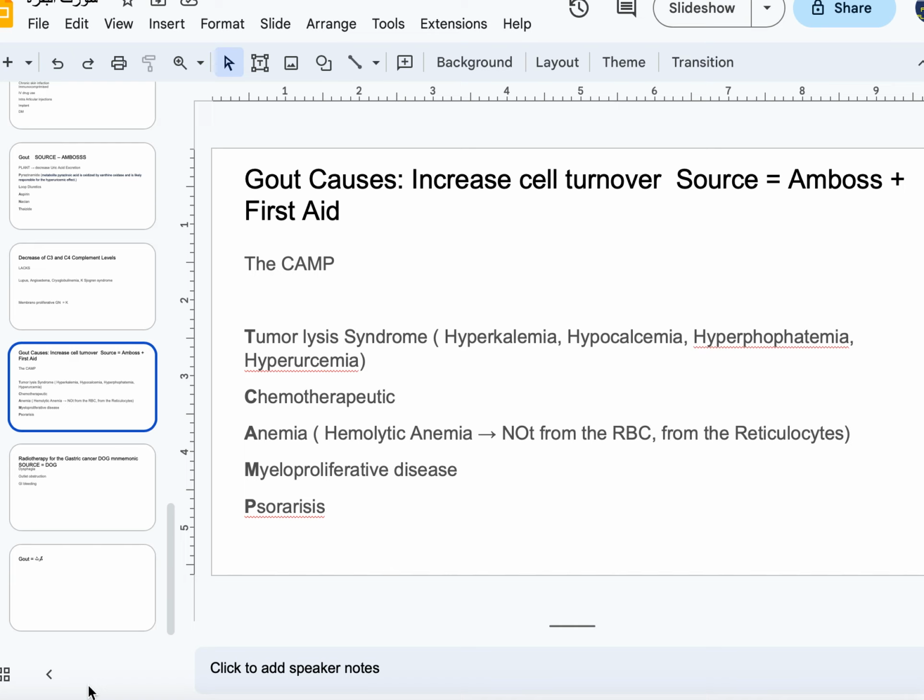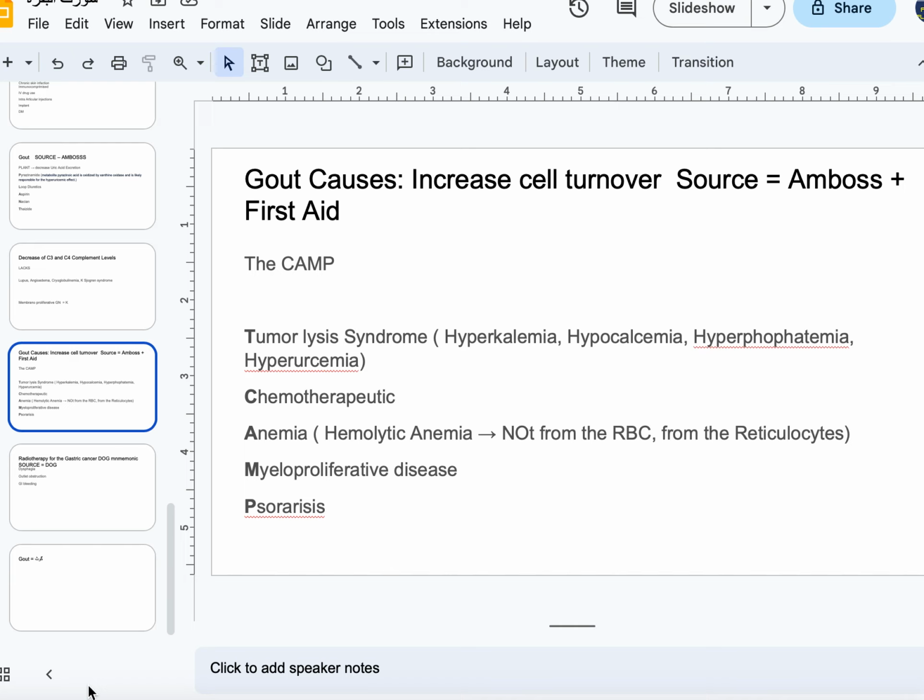So the T over here is going to be the tumor lysis syndrome. And before I get into the details, I would just like to say that all this info is taken from Amboss, but the mnemonic I've made myself. So tumor lysis syndrome basically means the breakdown of the cells. Sorry, and about tumor lysis syndrome, I'm not sure whether it's associated with myeloproliferative syndrome. I'll have to double check that.